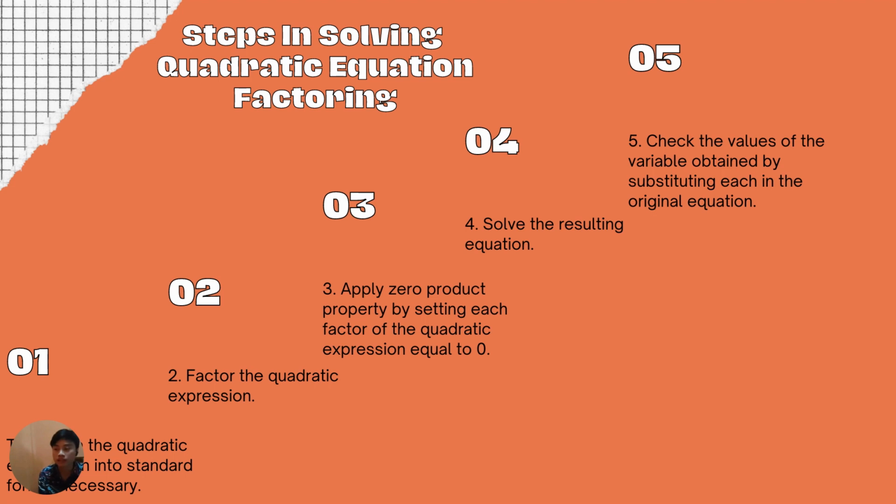Next, factor the quadratic expression. So, ipa-factor natin or hahanapan natin yung factor nung nasa kabilang side ng ating quadratic equation. Next, apply the zero product property by setting each factor of the quadratic expression equal to 0. And number 4, solve for the resulting equation. And last step is to check the value of the variable obtained by substituting each in the original equation. Diyan natin malalaman kung ang nakuha ba natin roots or solution is tama or mali.